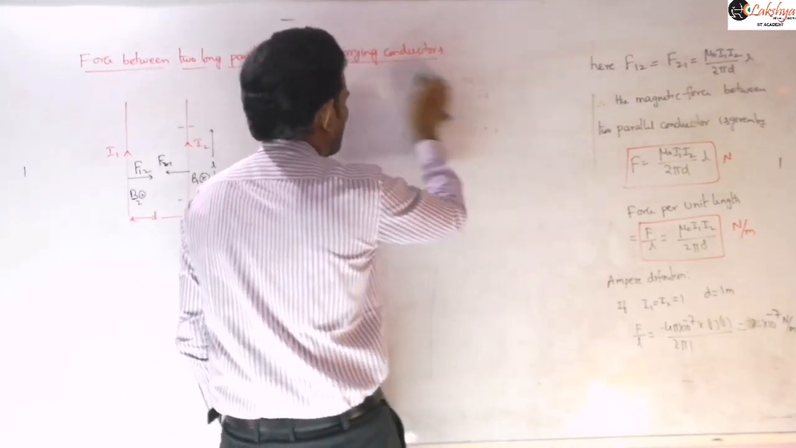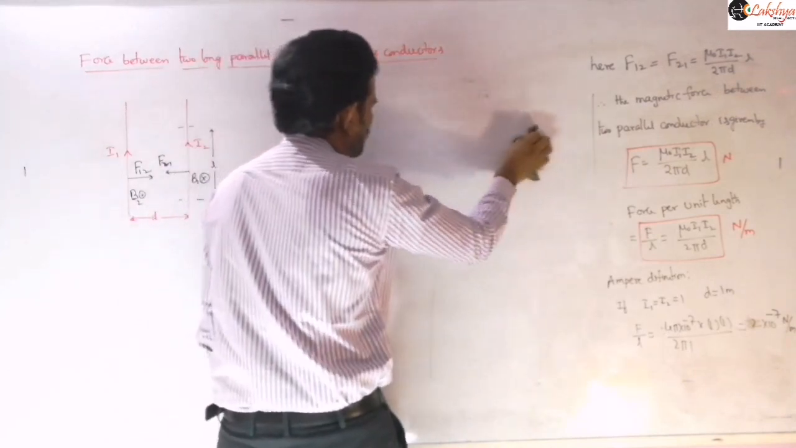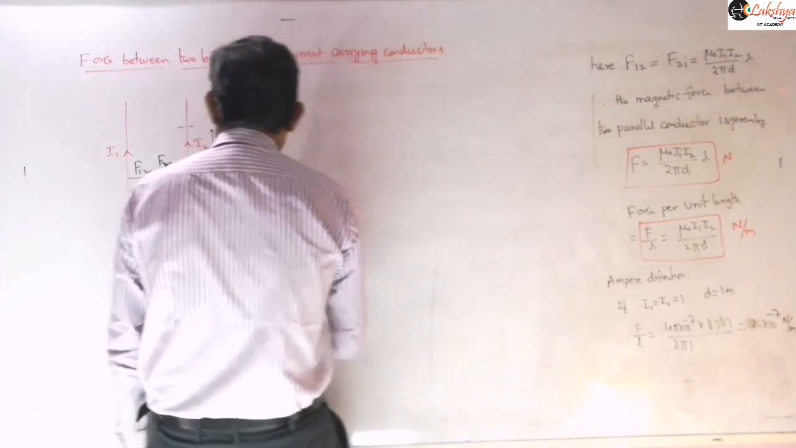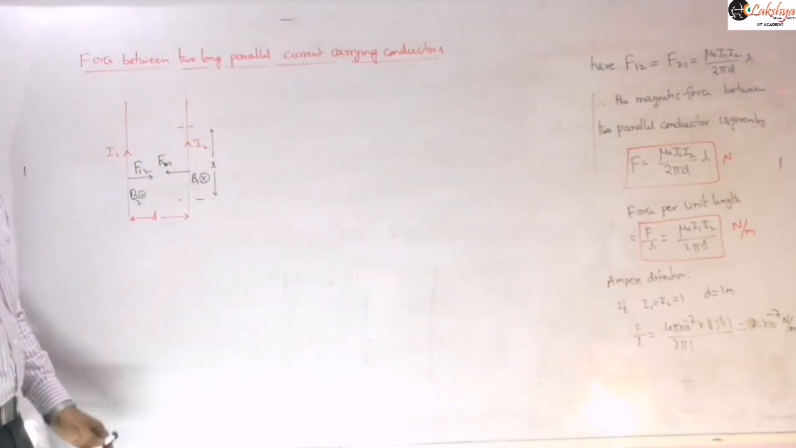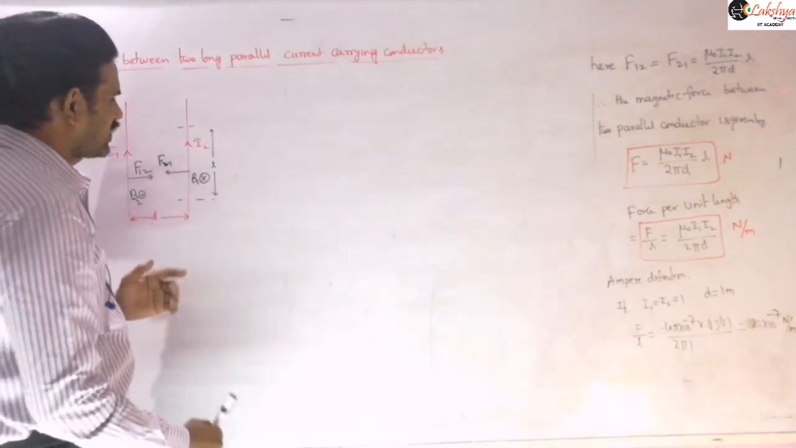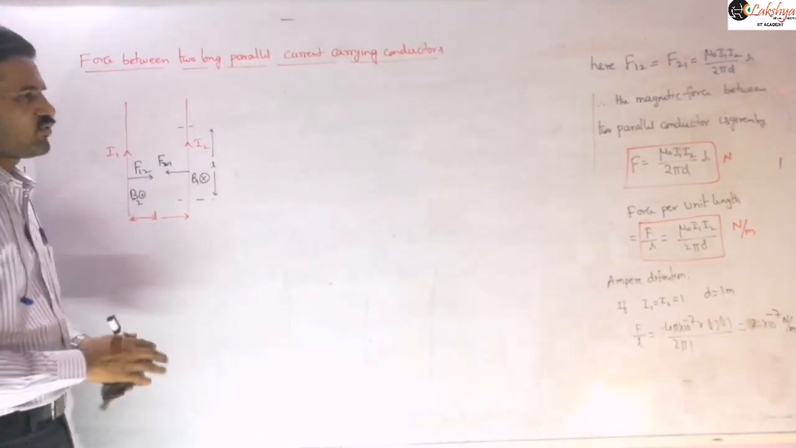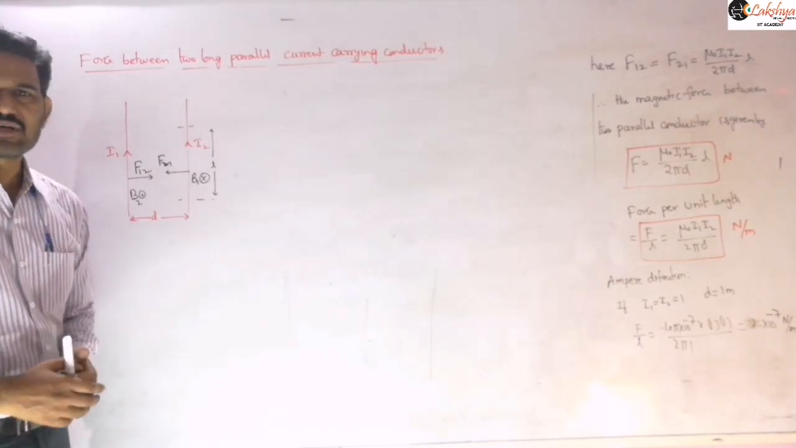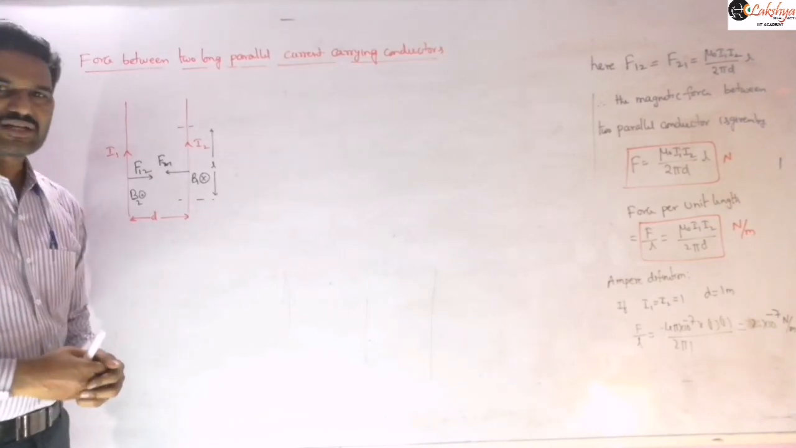Next, we may mention some points about whether that force is attractive or repulsive. By using this diagram, you can conclude that the force between them is attractive. So we can conclude that when the current in both the conductors is in the same direction, the force between them is attractive.